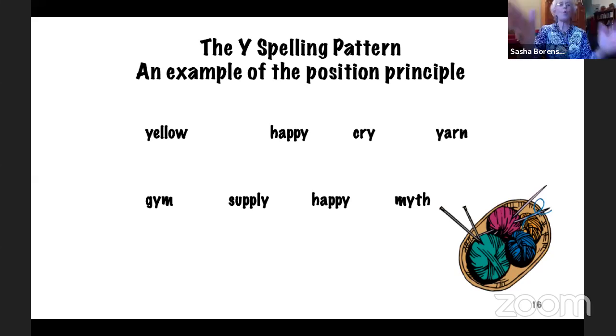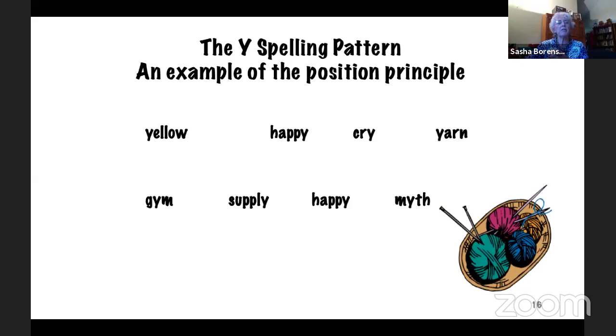Okay, so Y, I say, is a changeling. It can be a consonant or it can be a vowel. And it depends on where it is in the word whether we know if it's a consonant or vowel. Position, position, position. Y has a different sound in the beginning, middle, or end of a word. And also at the end of a word, if it's a one syllable word, it's different than the sound at the end of a two syllable word.